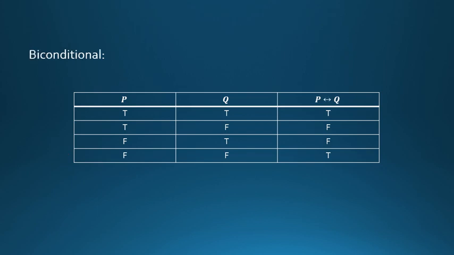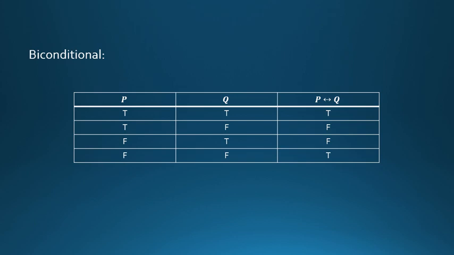And then lastly, the biconditional, P if and only if Q. Again, same setup here for the first two columns. The biconditional is true when P and Q are the same, either both true or both false. When they're not the same truth value, the biconditional is false.